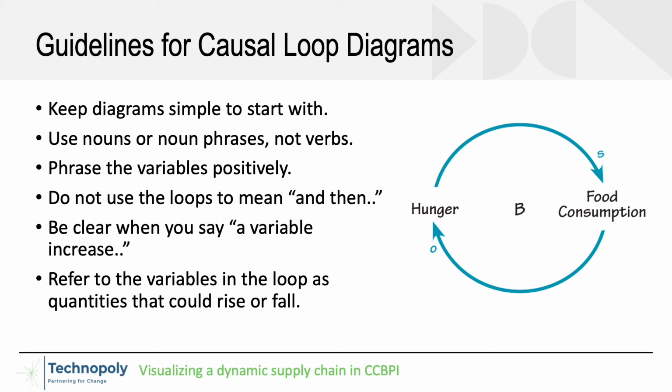Do not use the loop to mean "and then." The loop is not a sequence of events, but rather how variables influence the other variable. So when you try to describe your causal loop diagram, always refer to the variables as something that's going to be increasing or decreasing, meaning they are quantities that can go up, or they can go down.